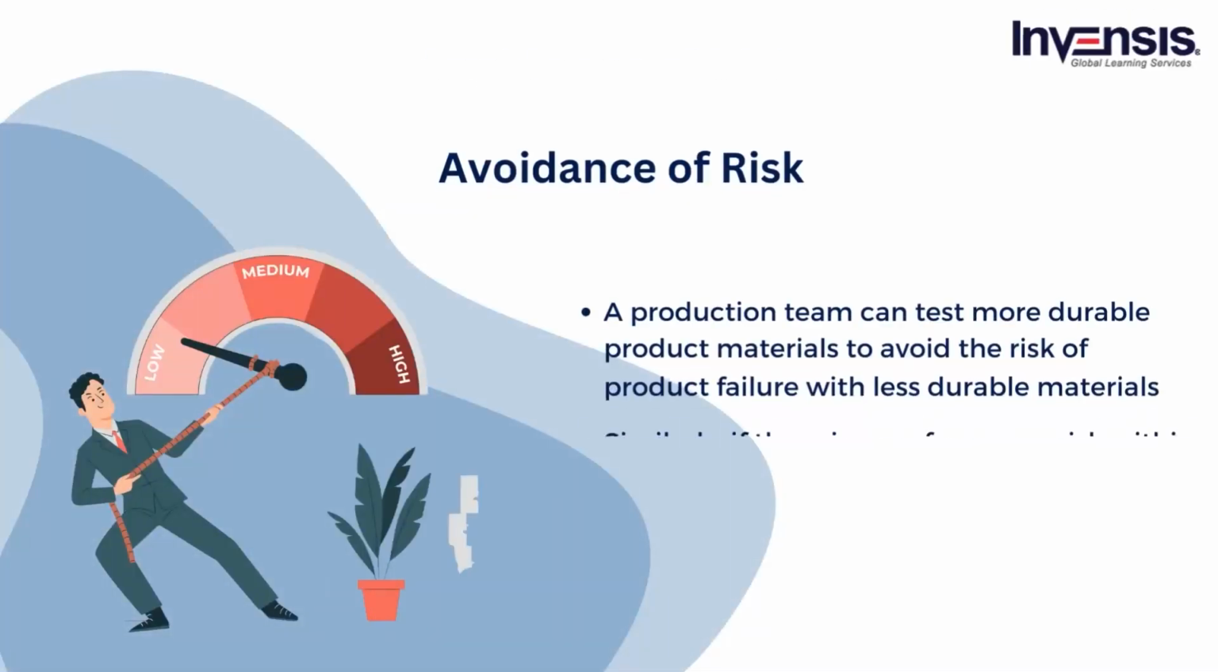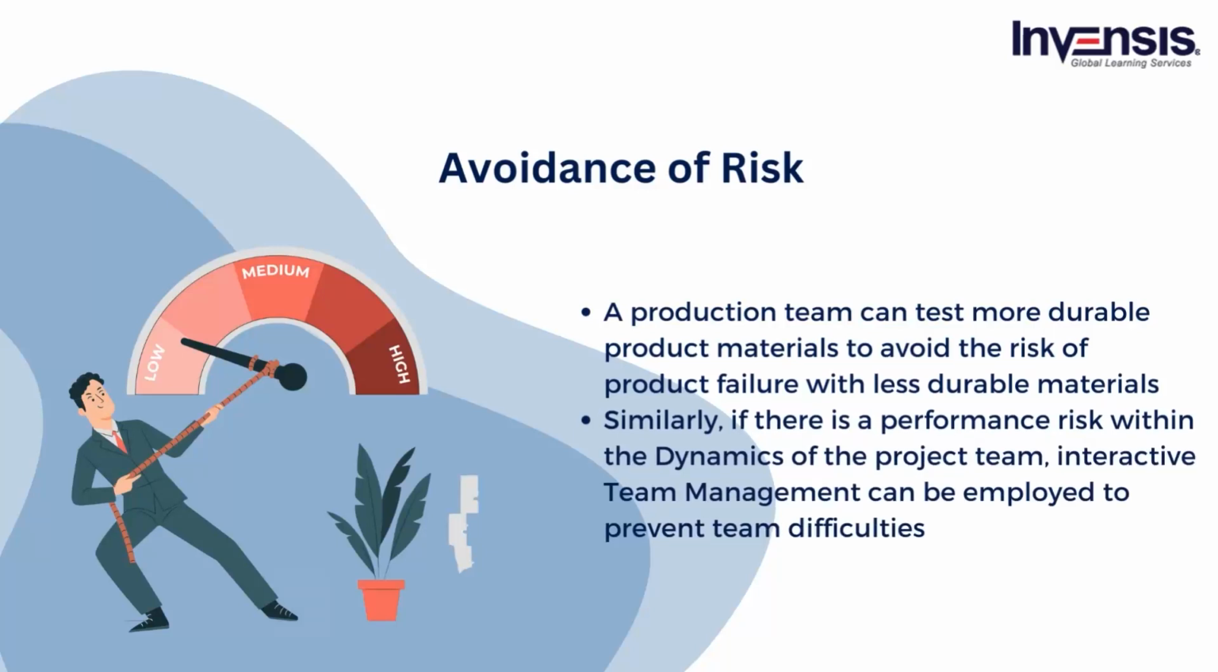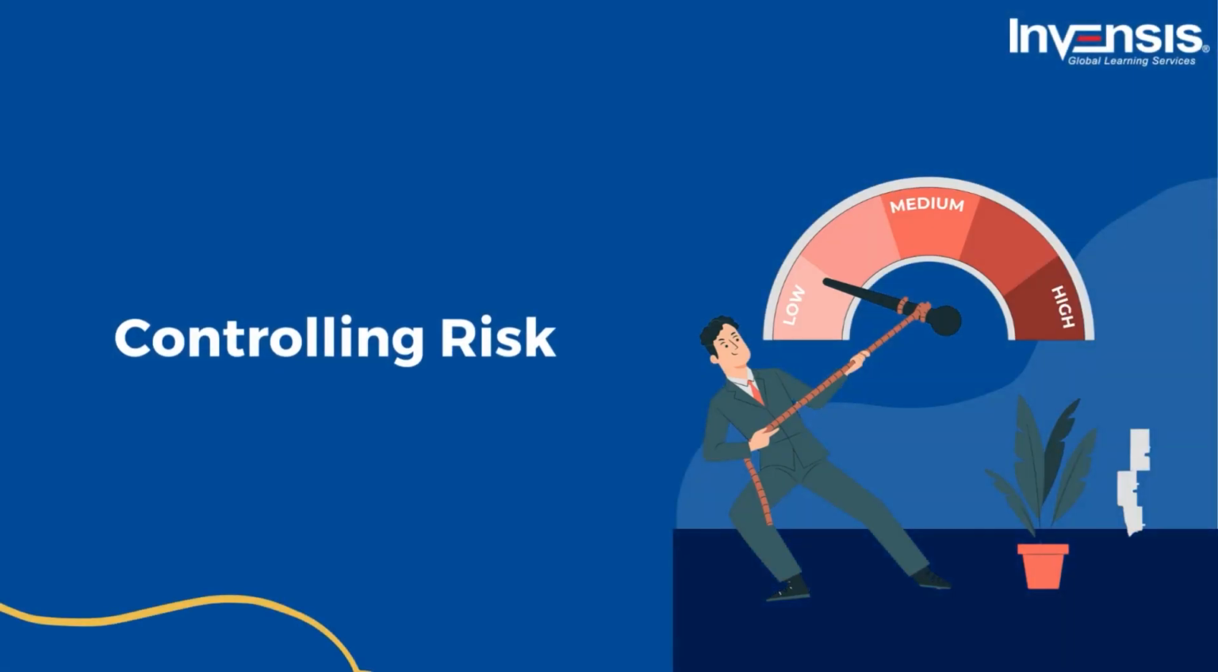Next, a production team can test more durable product materials to avoid the risk of product failure with less durable materials. Similarly, if there is a performance risk within the dynamics of the project team, interactive team management can be employed to prevent team difficulties. The third risk mitigation strategy is controlling risk.